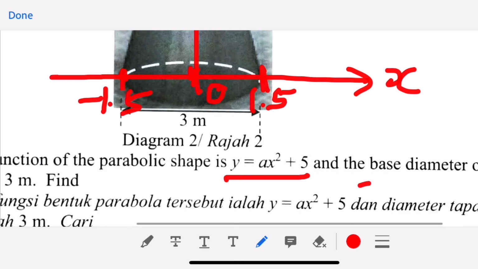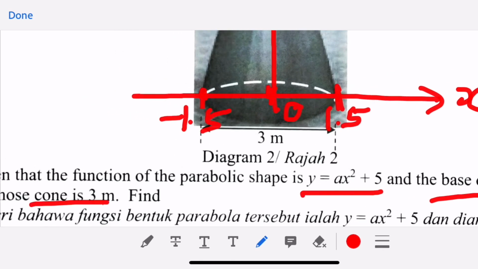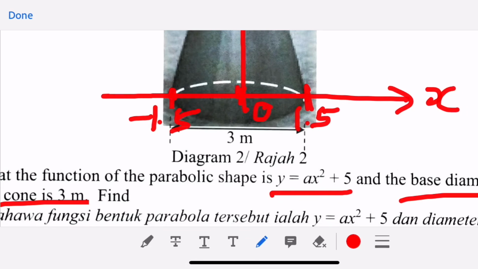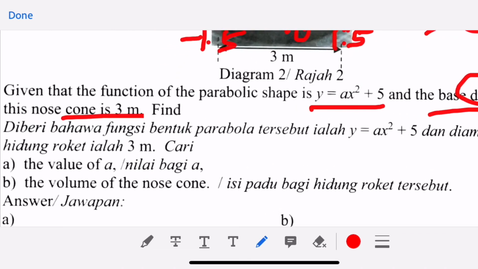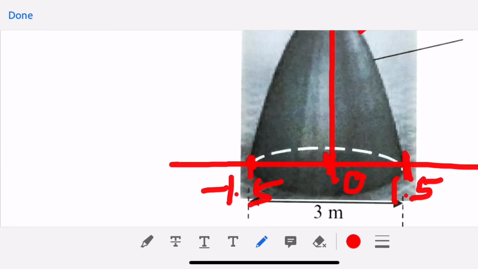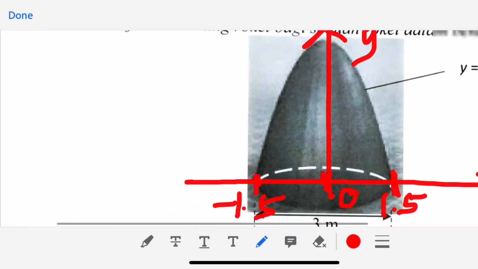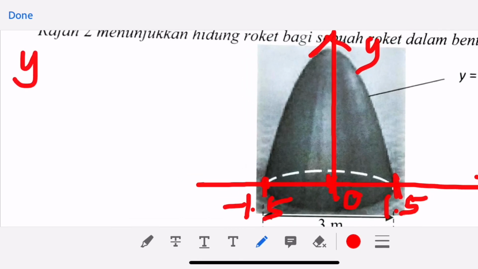I'm sure the a later you get will be negative. You're given the base diameter is 3 meter. That's a very important keyword. Base diameter is 3 meter. So I divide into 2 will be 1.5 to the right and 1.5 to the left.